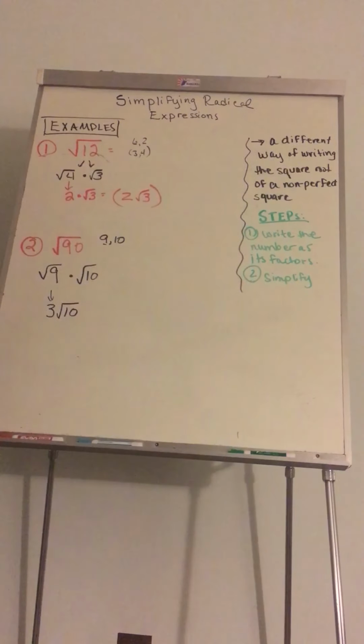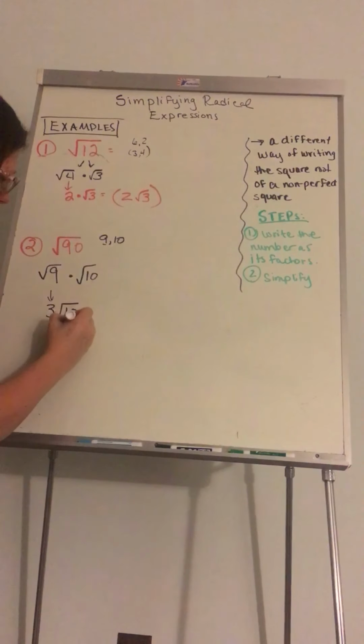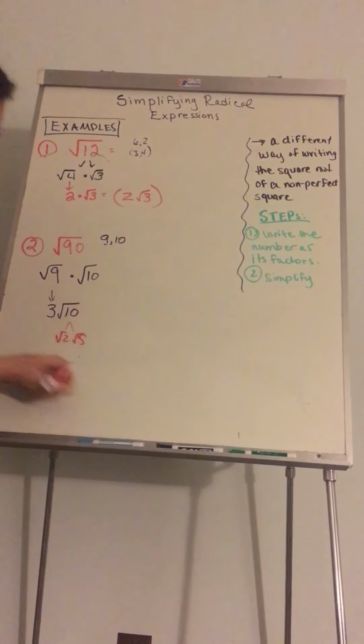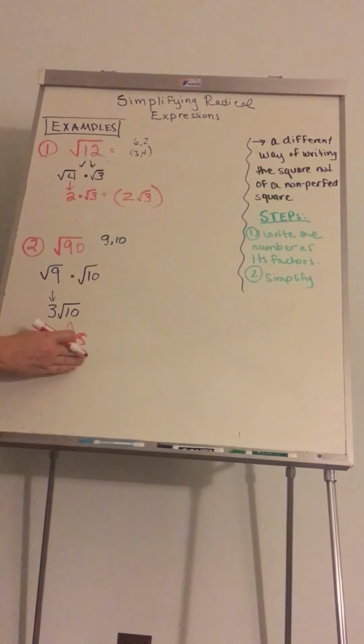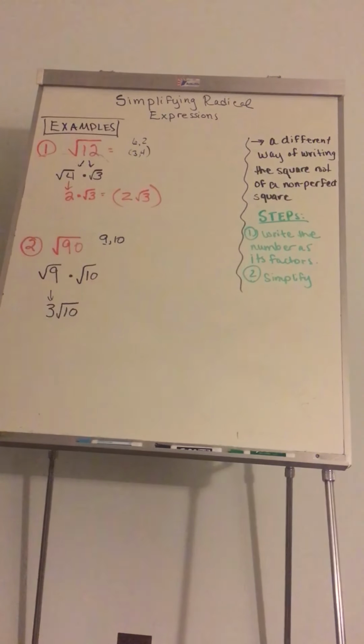And then I'm just going to bring this down times the square root of 10. Let me show what I mean. If I were to break down the square root of 2 times the square root of 5, neither one of these are perfect squares, so I don't want to break it down further. I want to leave it as the square root of 10. I'll do another one.